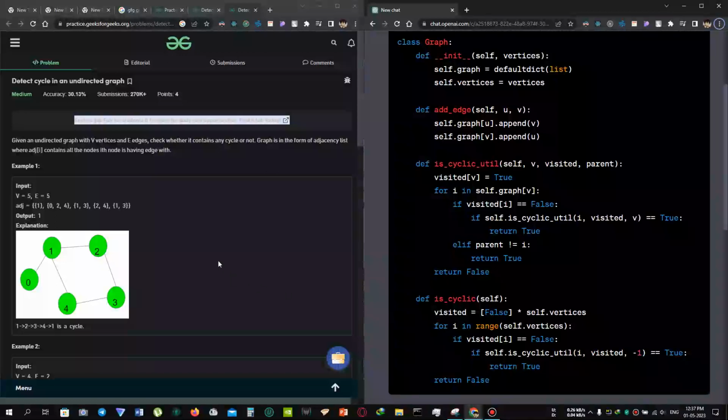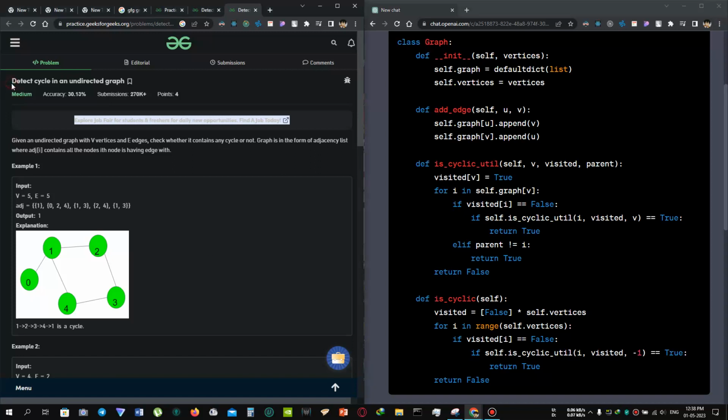Hi, today we will see this topic: detect cycle in undirected graph. All the questions which I have discussed are based on importance. The one I discussed in the beginning is the most important one, and then the second one was second most important. So I believe detect cycle in graph is the most important topic of graph.